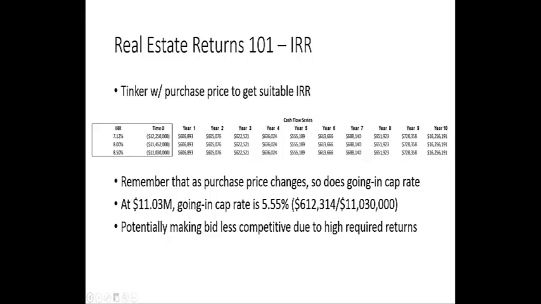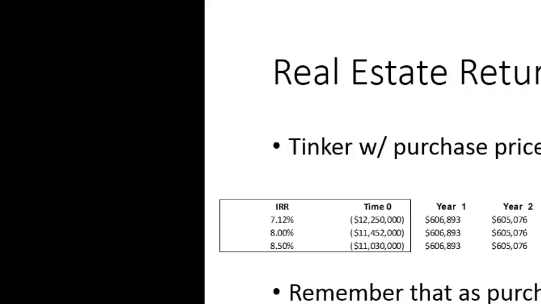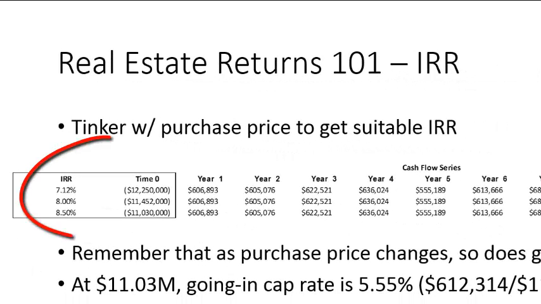Now, generally what happens when you're acquiring an asset and you're underwriting the investment, you may tinker with the purchase price to arrive at an IRR that is more appropriate for your investment requirements. So for instance, maybe 7.12% is too low. You're not getting enough return for the risk that you're taking, and you believe you need now an 8% IRR or an 8.5% IRR. So you can see by virtue of increasing your IRR, you are decreasing obviously the purchase price that you are providing for the investment.